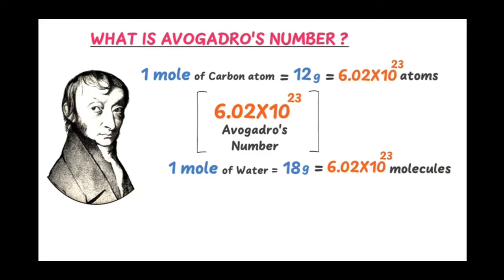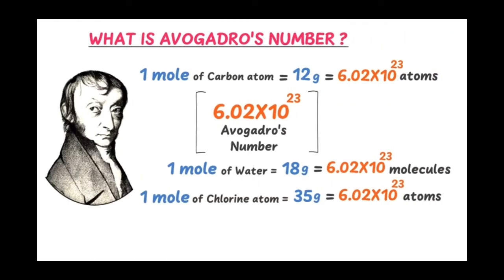Students, you know that 1 mole of water is equal to 18 grams, and there are 6.02 × 10^23 molecules of water in 18 grams of water. And 1 mole of chlorine atoms is equal to 35 grams, and there are 6.02 × 10^23 atoms of chlorine in 35 grams.